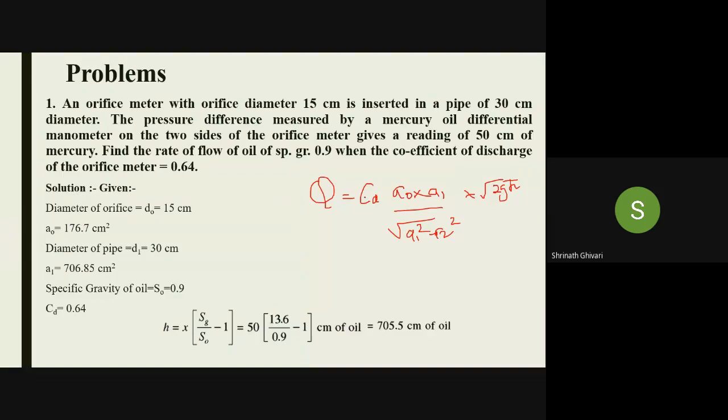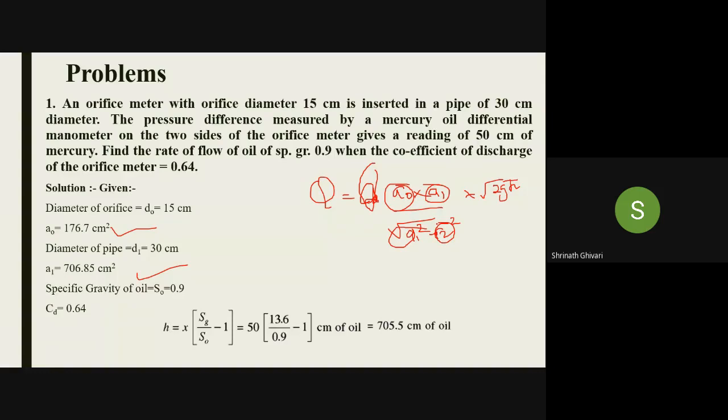Now, from this, what all values do we have with us? Everything is in terms of centimeter. Later, if you want, you can convert it into meter, or you can keep it like this. Measure its value in centimeter cube per second and convert it into liter per second. So we have the value of CD. What is the value of CD given over here? 0.64. We have the value of A0, that is 176. We have the value of A1, that is 706.